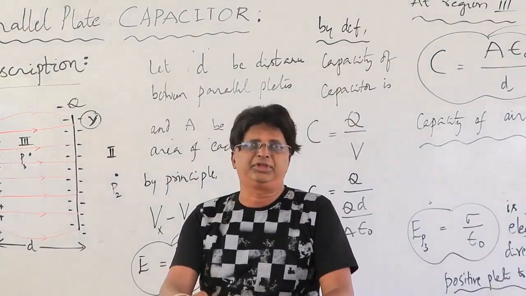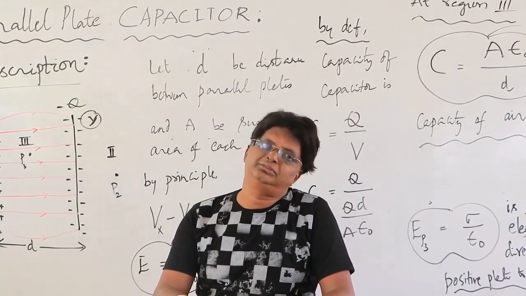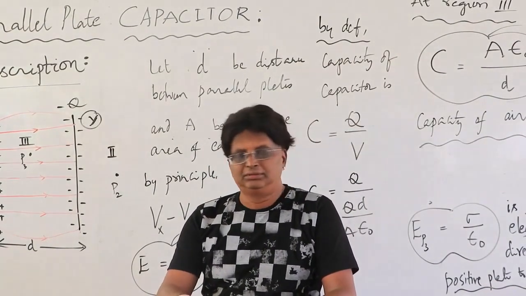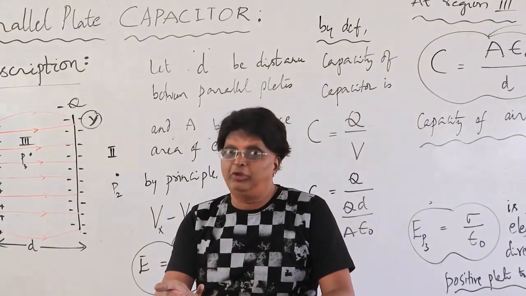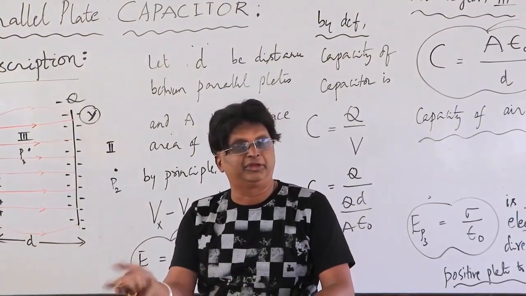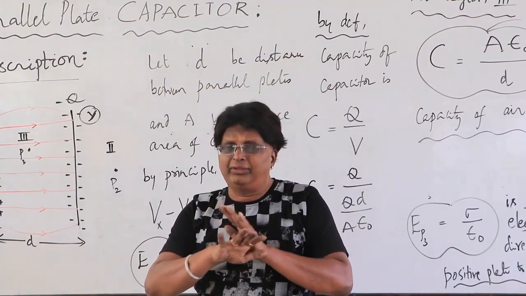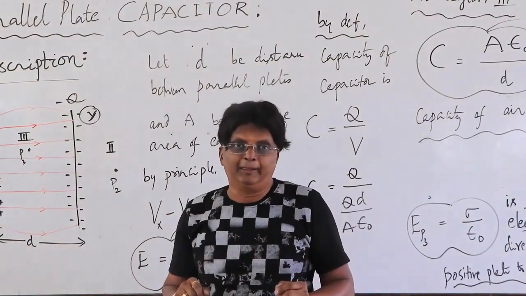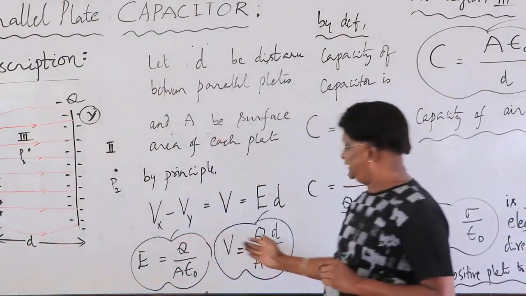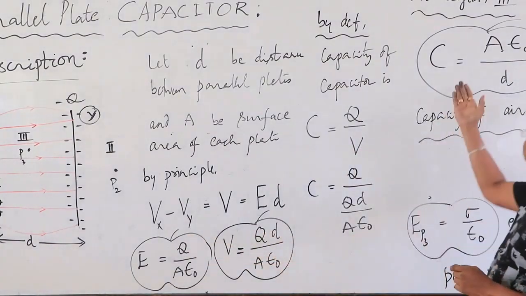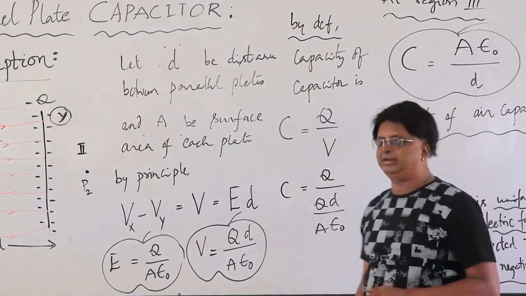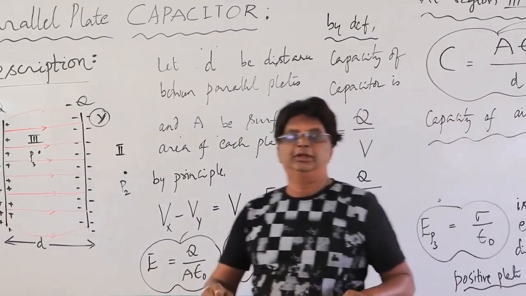Either the teacher is helpful to you or you are dumb and dull. At the end of the day, whether it is one month or six months, they will never come to our rescue. So look at these expressions: capacity depends on these, field depends on these, all these things.